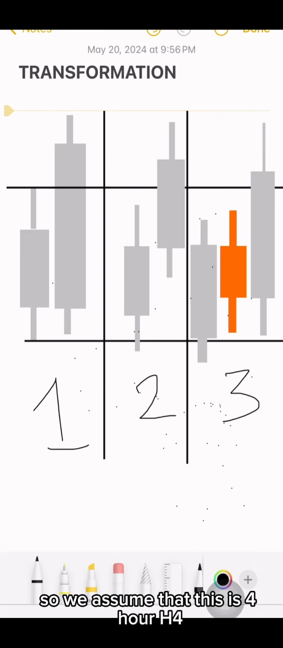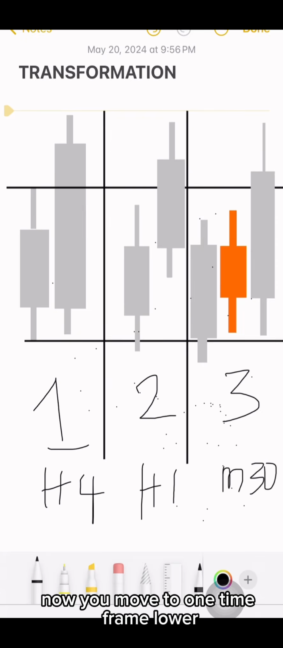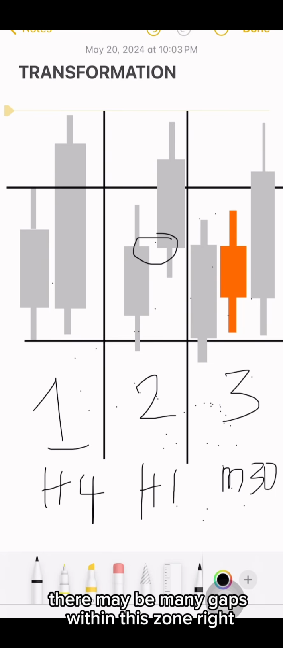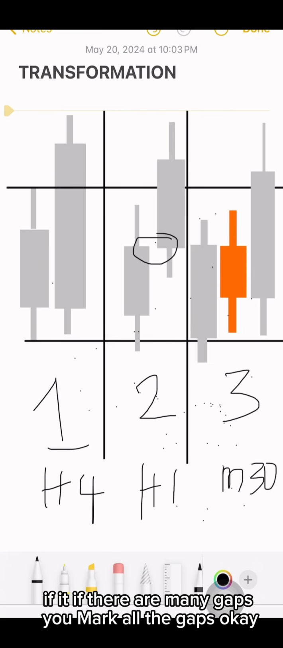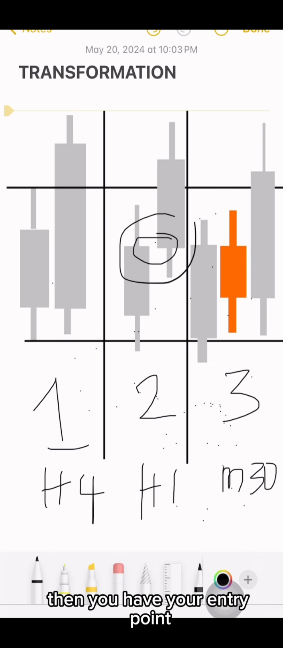So we assume that this is 4 hour, H4. This is H1. This is M30. Now you move one time frame lower, and within that lower time frame, you want to find gaps. There may be many gaps within this zone. If there are many gaps, you mark all the gaps. If it's just one gap that is there, then you have your entry point.